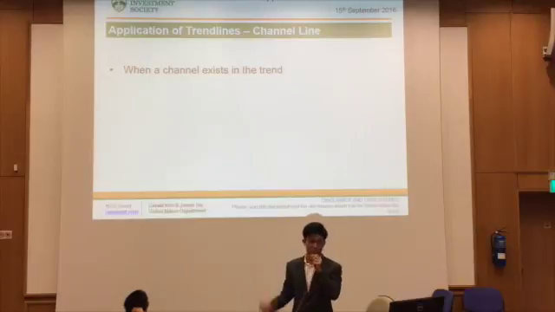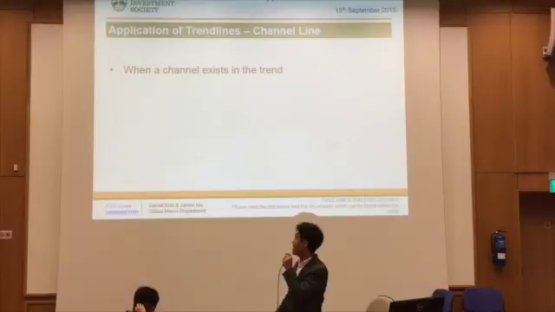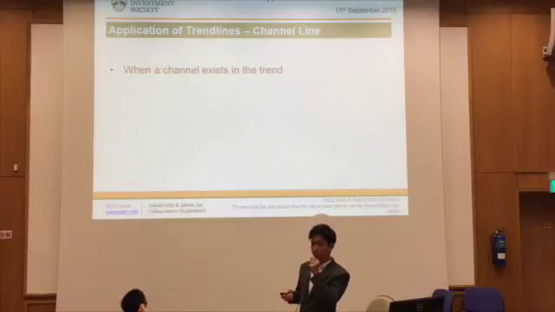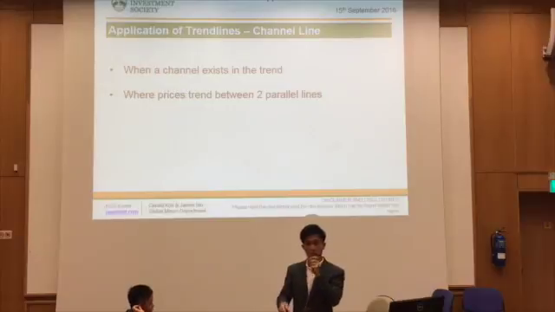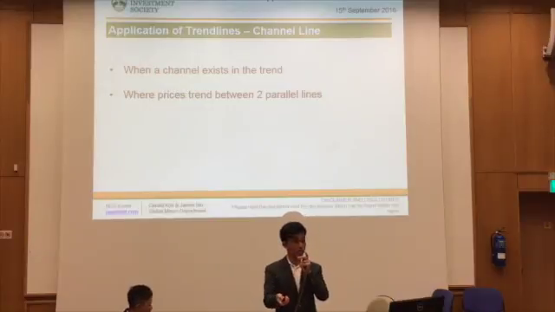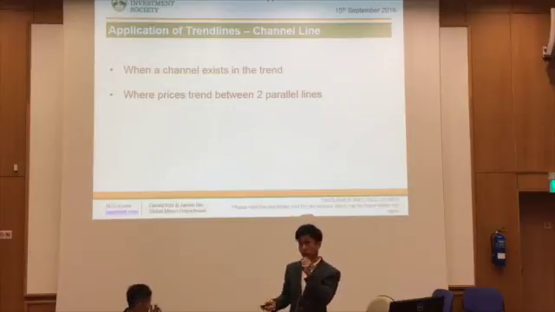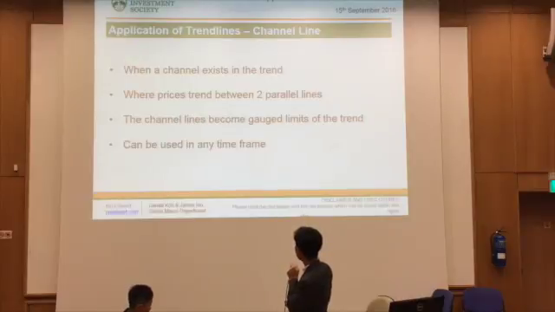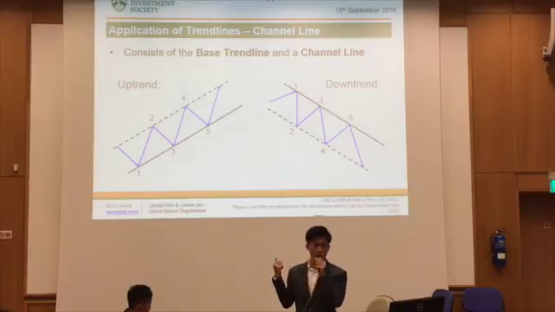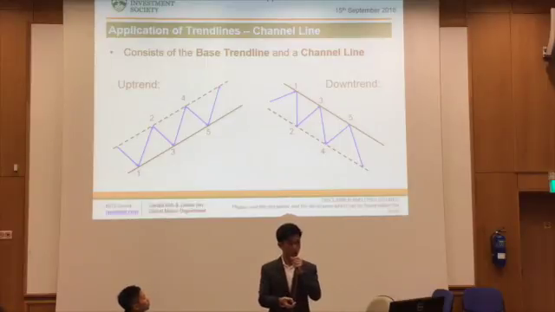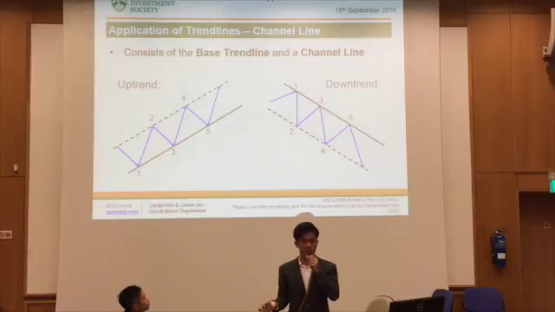Okay, the final one. This one's a lot easier to understand, so don't worry. Now we have the channel. A channel is basically when prices trend within two parallel trend lines. So think instead of one trend line, now you have two parallel trend lines. So price moves within those two trend lines. If you want to get really technical, one is called the base trend line and one is called the channel line. But to me it's two trend lines, same thing.